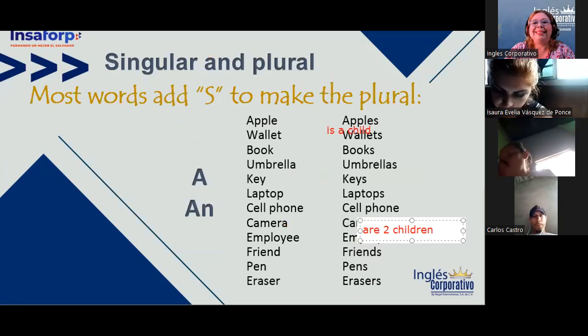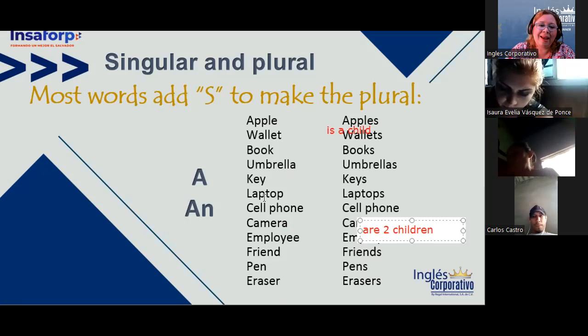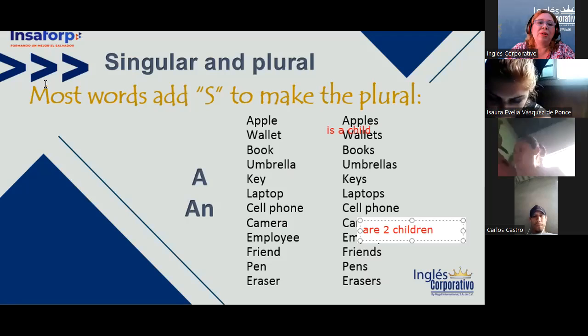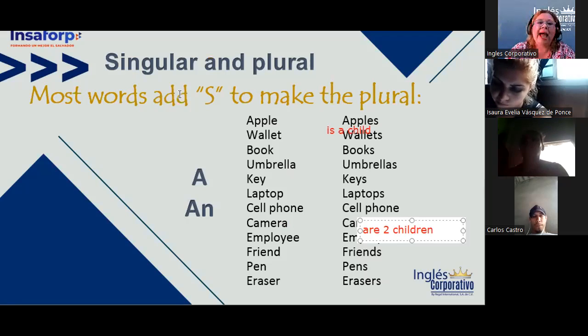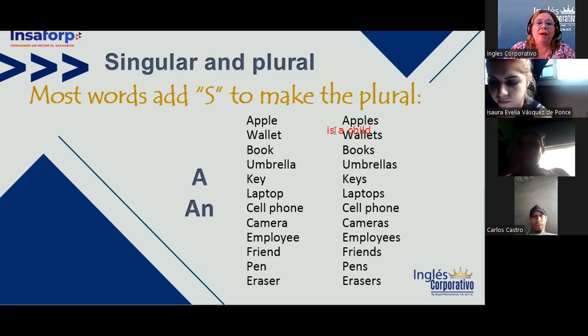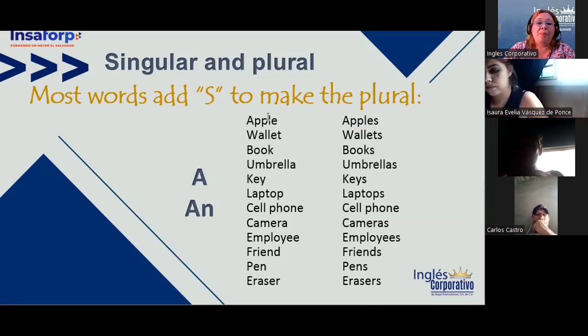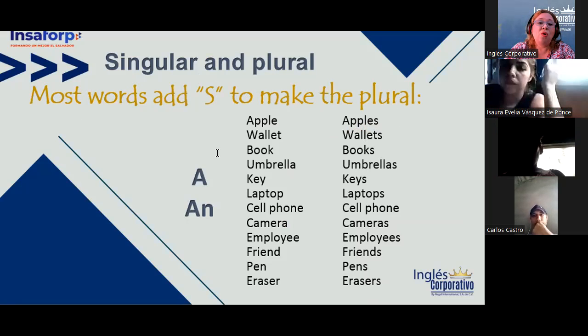Ok, este es el detalle. Casi todas las palabras, casi todas. Por eso dice acá, most words, la mayoría de palabras, add letter S to make the plural. All right, to make the plural. Podríamos decir como apple, apples. Wallet, wallets. Estoy agregando, ¿qué? Letra S, miren. Ok, pero como cuando digo el singular, digo a.